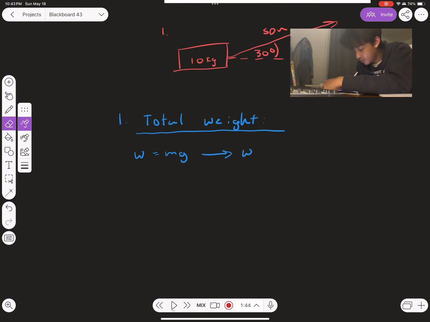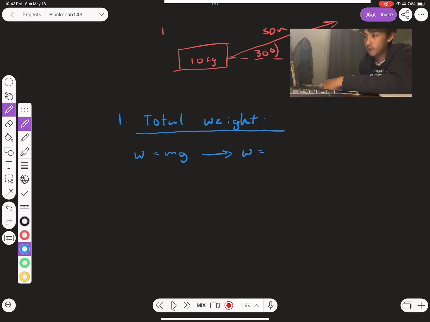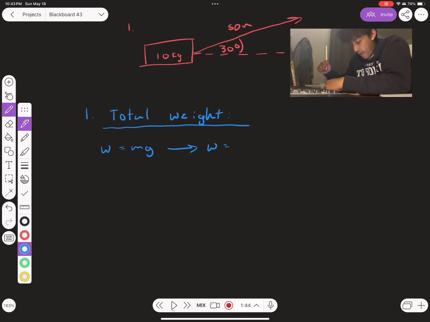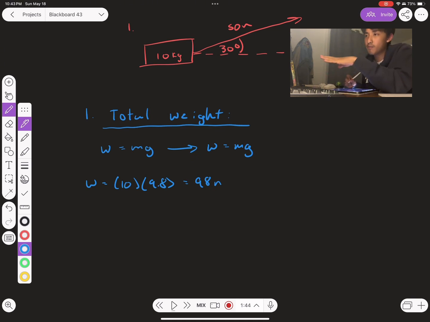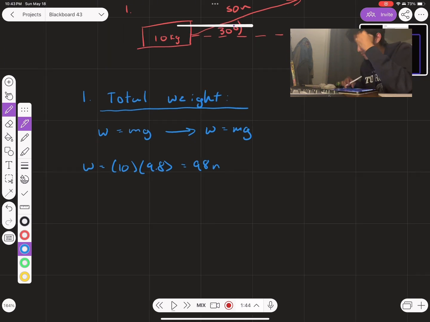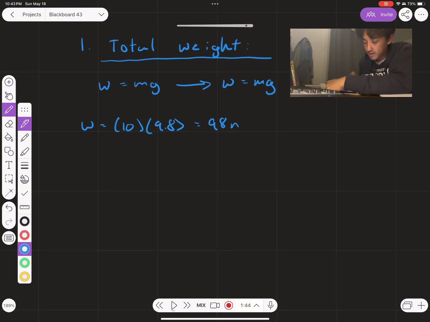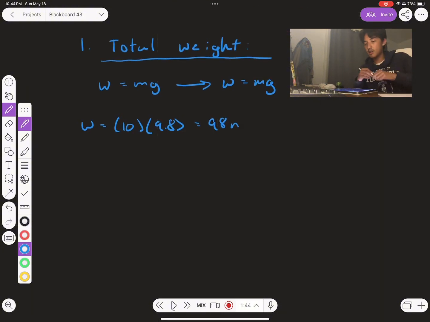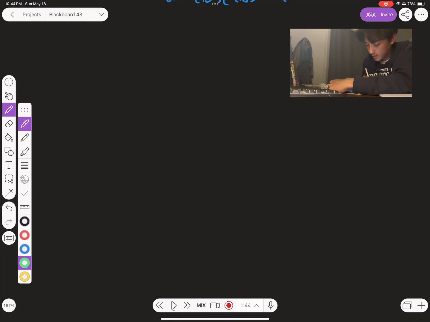And we just input the values, so we know that the mass is 10 kilograms and gravity is equal to 9.8, and that will be a total of 98 newtons. The weight is being affected due to gravity. And now that we have our total weight, we can move on and try to solve for the other components to help us get acceleration. In this case, we're going to need our x and y components.